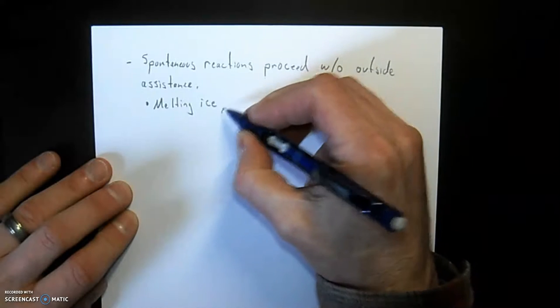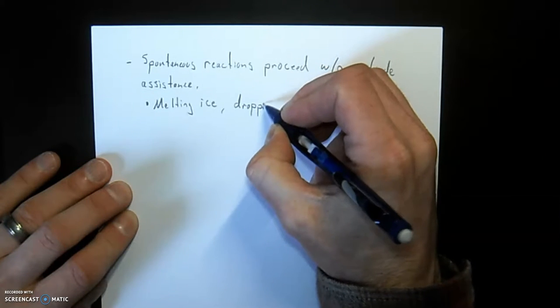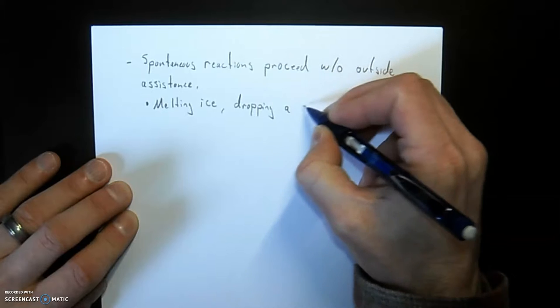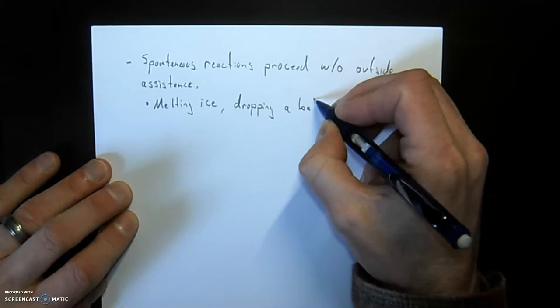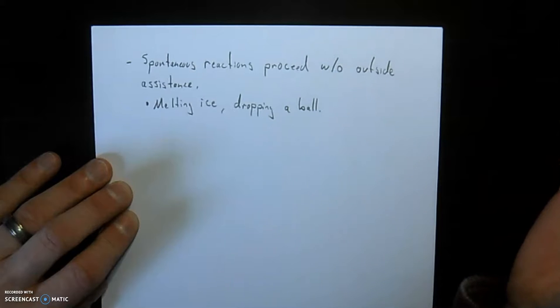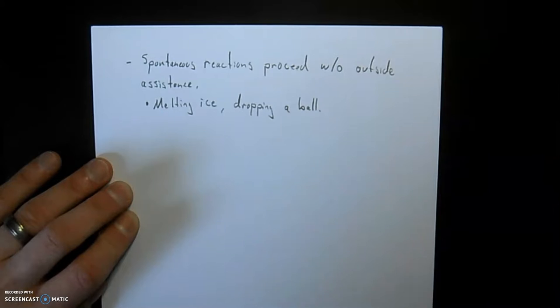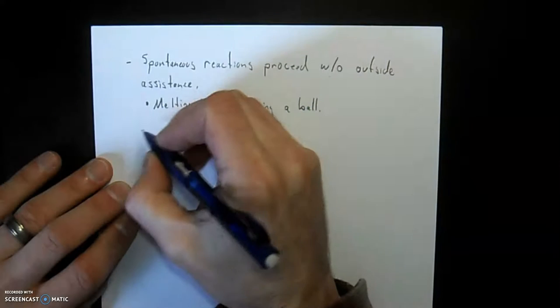Another example you could think of would be dropping a ball. It is a spontaneous event, reaction. When you drop a ball, it falls to the ground. It would be really, really weird and non-spontaneous if you dropped a ball and it just went from the ground up to your hand all the way. It's just not going to make sense.